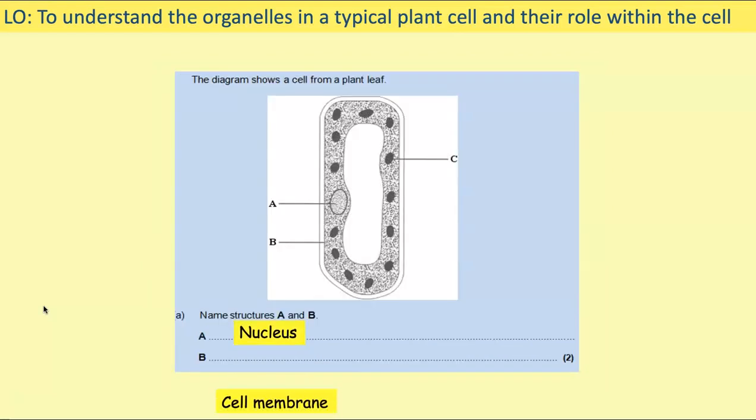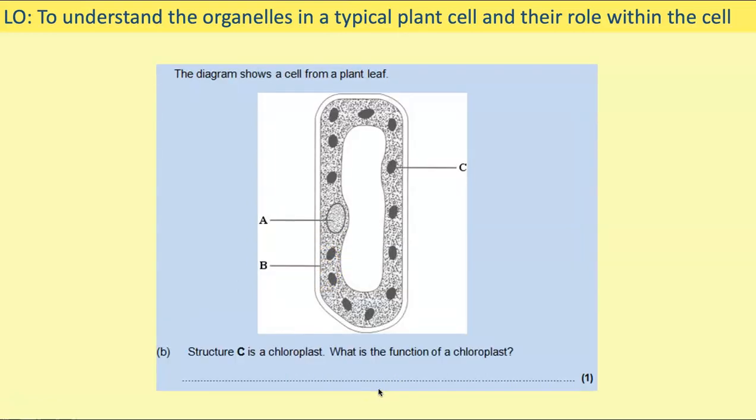Question 5. A, we have the nucleus. It's a larger circular structure. And for B, we have the cell membrane. Remember, the cell membrane surrounds the cytoplasm. This outer line here would be the cell wall. The inner is the cell membrane. Structure C is a chloroplast. What is the function of a chloroplast? Photosynthesis. It's the site of photosynthesis.